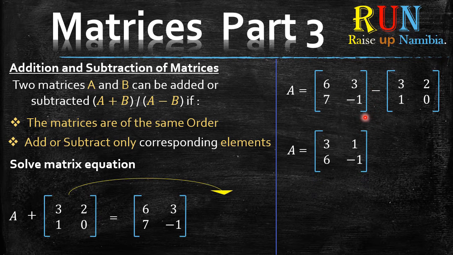So from here, it's easy. We simply follow our rules from the previous slides, which I showed you, by subtracting the corresponding elements. Okay? So if you subtract the corresponding elements, 6 minus 3 will give you 3. 3 minus 2 will give you this one. 7 minus 1 will give you 6. Negative 1 minus 0 will give you negative 1. And that's your final answer. Okay?